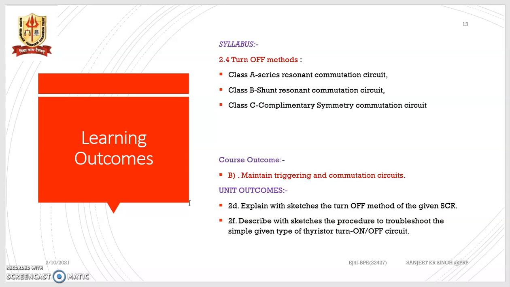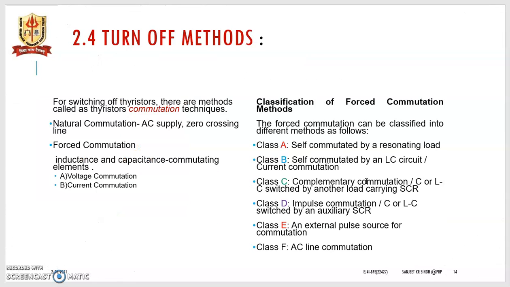East. As per syllabus, here we will be discussing mostly about the turn-off methods, class A type, class B, class C, and at the end of this presentation, the unit outcomes expected are as per mentioned here, 2D and 2F. Course outcome is to maintain triggering and commutation circuits. So let's see the turn-off methods.